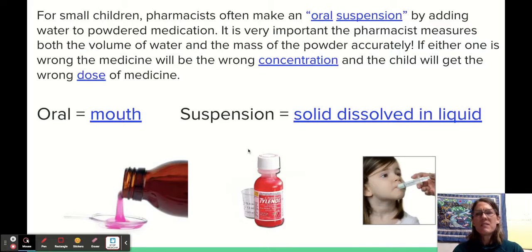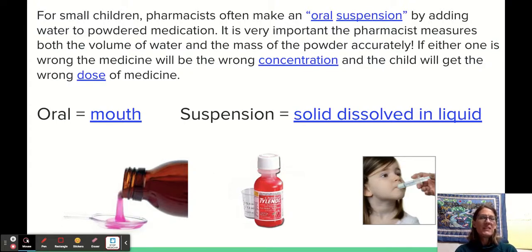For small children, pharmacists often make an oral suspension. It might come in a bottle like this and it's a liquid. They make the oral suspension by adding water to powdered medication. It's very important the pharmacist measures both the volume of the water and the mass of powder accurately. If either one is wrong, the medicine will be the wrong concentration and the child will get the wrong dose of medicine. So the word oral means mouth and suspension means a solid dissolved in a liquid.